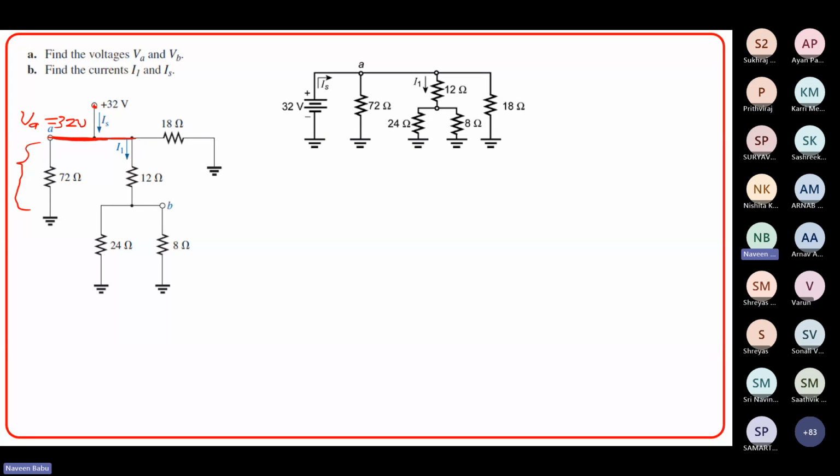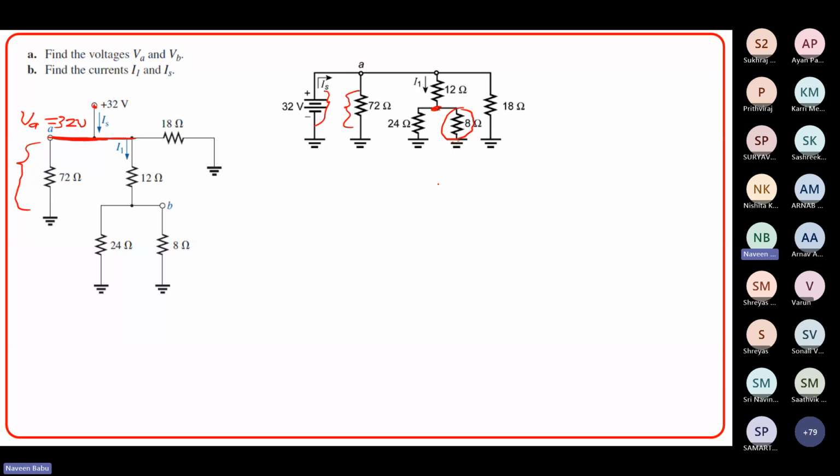Yeah. The circuit can be slightly modified like this. So this 32 volts is the same as this VA also. Now VB, where is VB? VB is the voltage across this. Okay. And you can apply the voltage divider rule still. So it is between this particular point and this point.